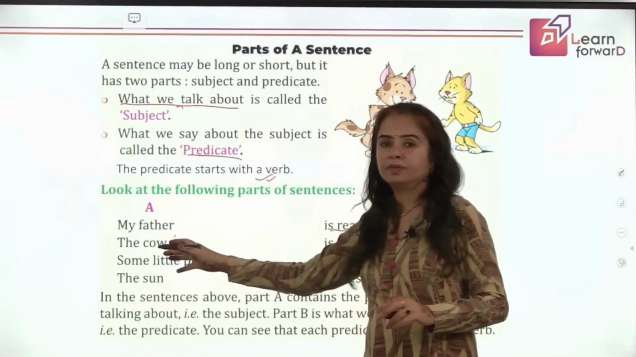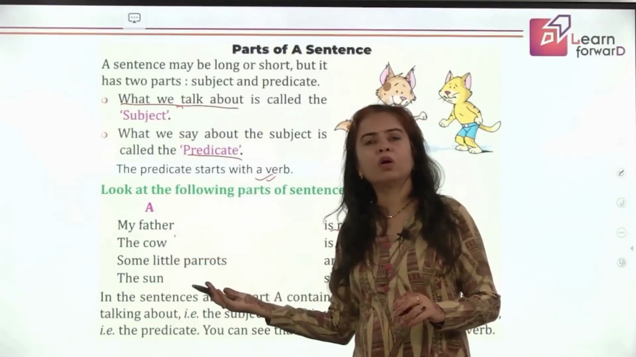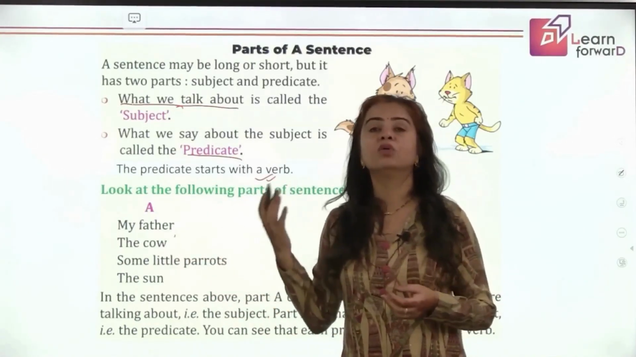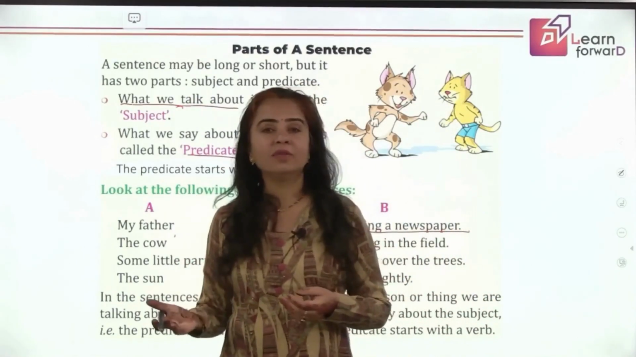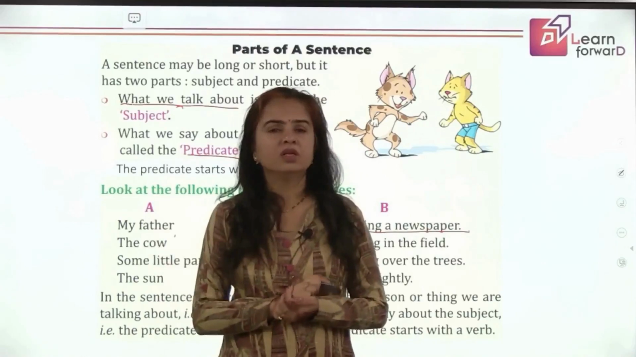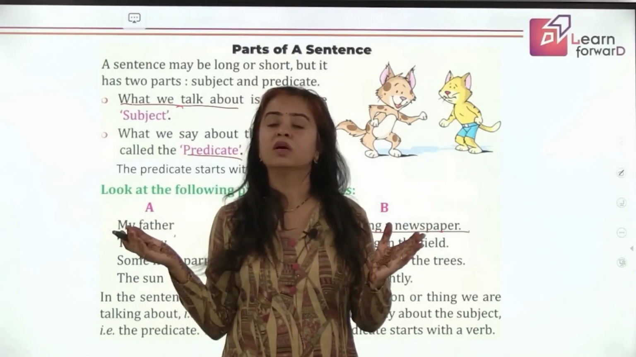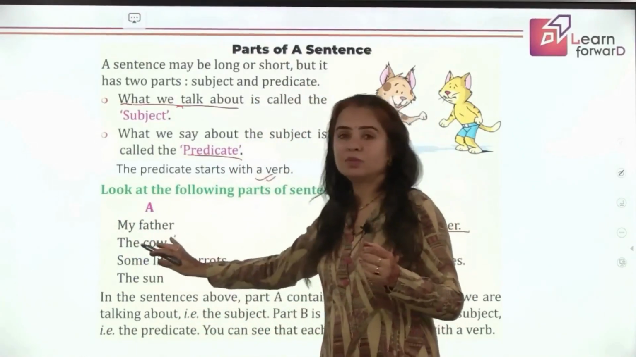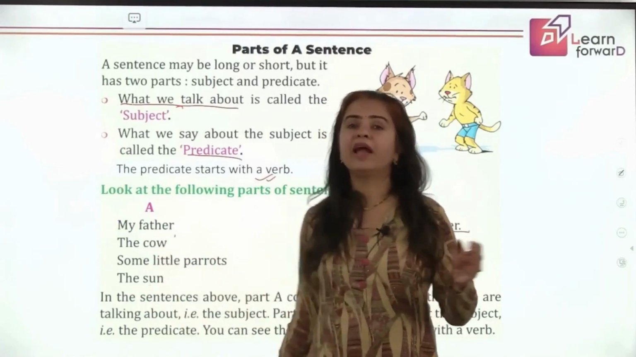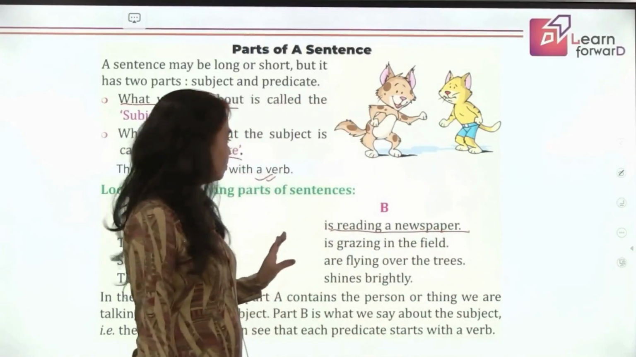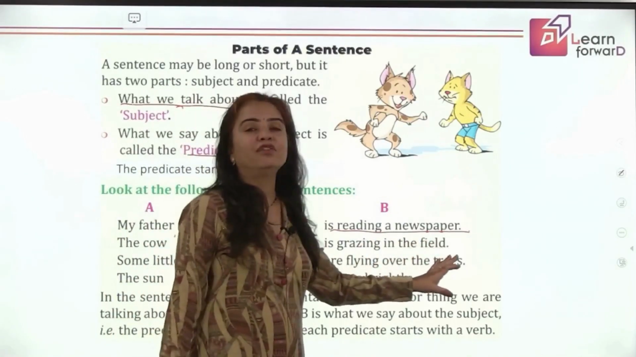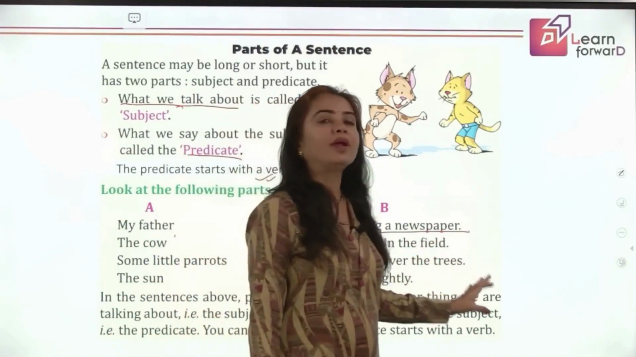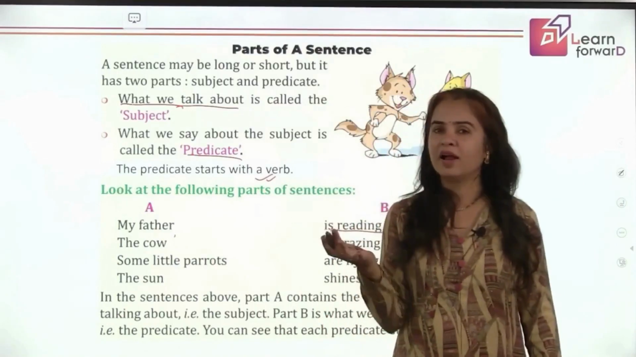The cow. What can you say about the cow? The cow is white. The cow is black and white. The cow is brown. The cow is a domestic animal. The cow gives us milk. So many things you can say about the cow. So the cow is the subject about which I am talking. And what am I saying here about the subject? Let's read. The cow is grazing in the field. So this is the predicate. I hope you are understanding.